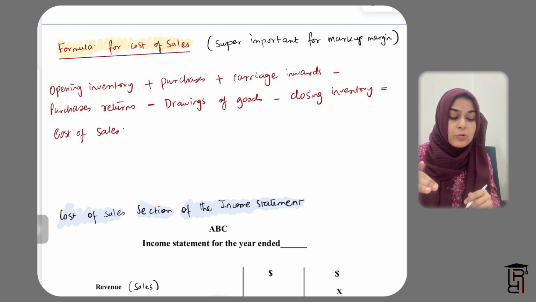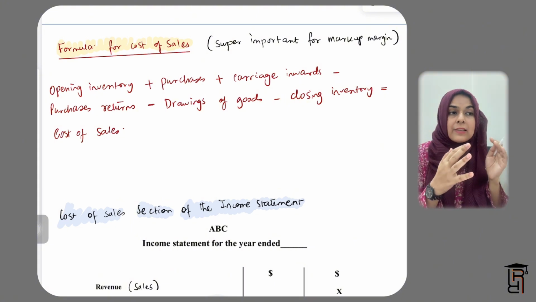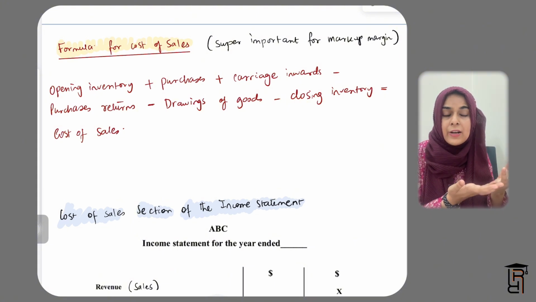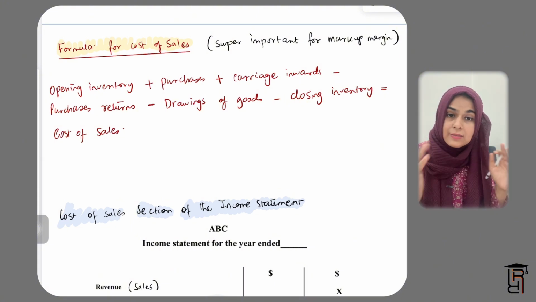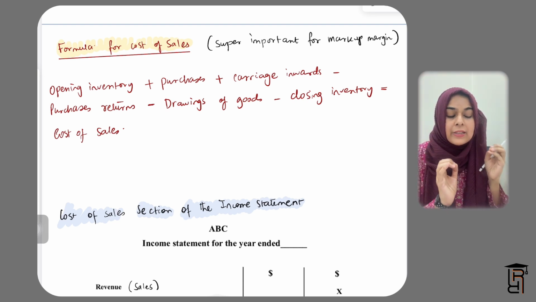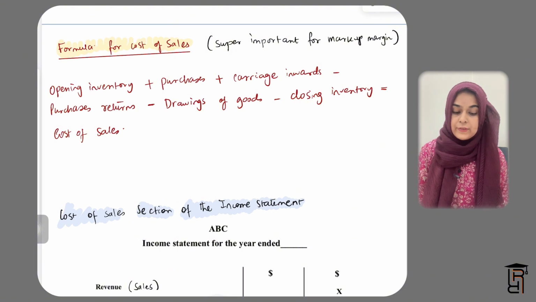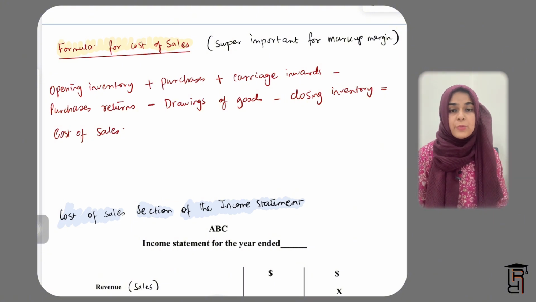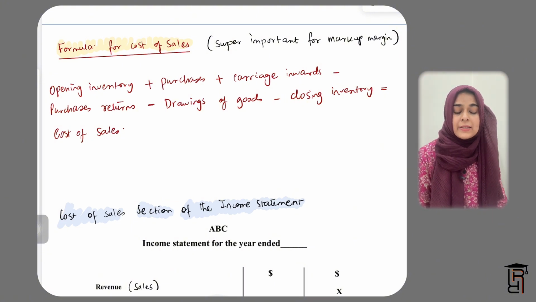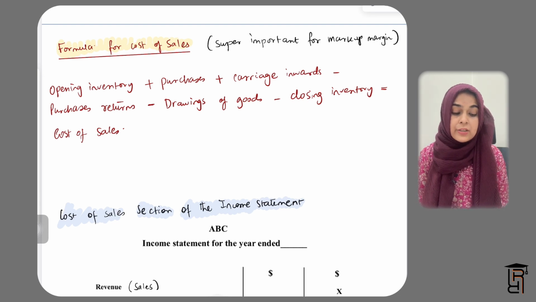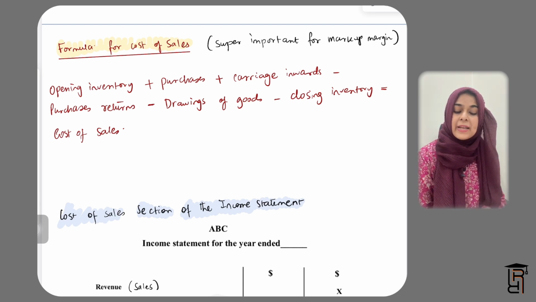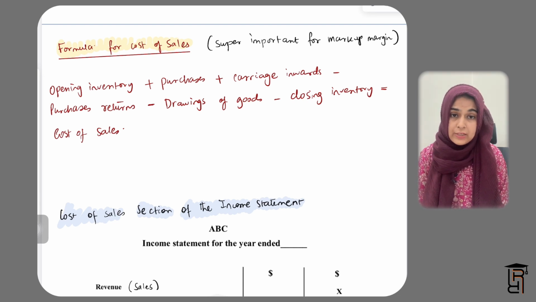Then you subtract closing inventory, because closing inventory is the remaining inventory in the warehouse. This inventory has not been sold. So that is equal to cost of sales. You guys need to know the formula: opening inventory plus purchases plus carriage inwards minus purchases returns minus drawings of goods minus closing inventory is equal to cost of sales.